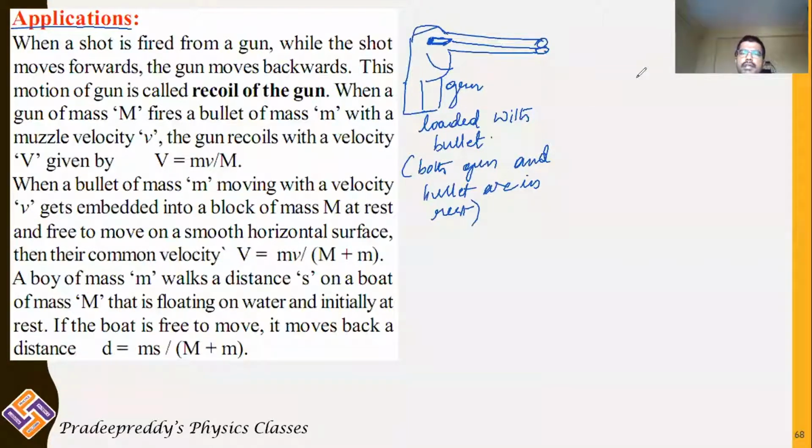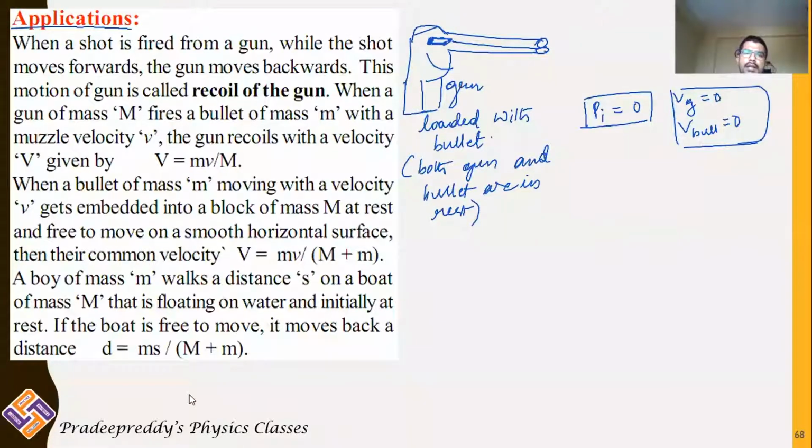Therefore, initial momentum P initial is equal to 0. That is because velocity of the gun is equal to 0, and velocity of the bullet is also equal to 0. Therefore, the total initial momentum of the gun and bullet system is equal to 0. Both are in the rest position. Therefore, their initial momentum is equal to 0.